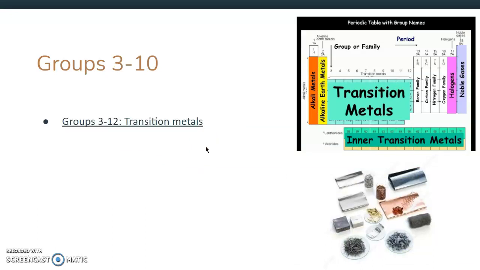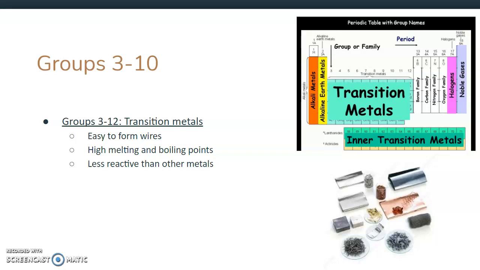Our next group is our transition metals. This is a wide range. We can see it takes up most of the metals part of our table. So there's lots of different things. These are easily formed into wires. When we talked about the difference between metals and nonmetals, we said metals could be used for electricity, so that's what a lot of them are used for. They have high melting and boiling points. This group especially is less reactive and more stable naturally. And there's a wide variety.